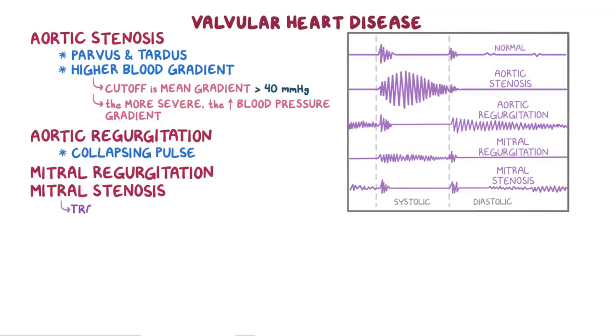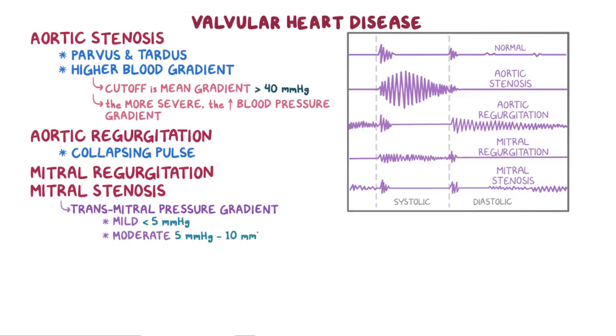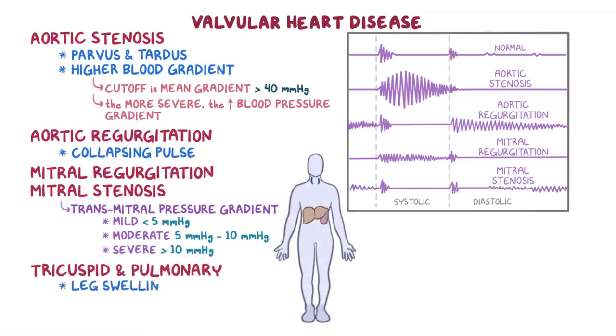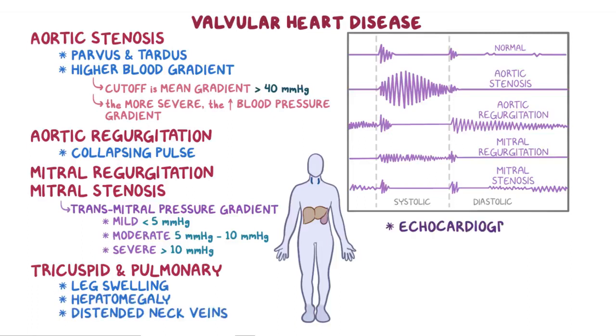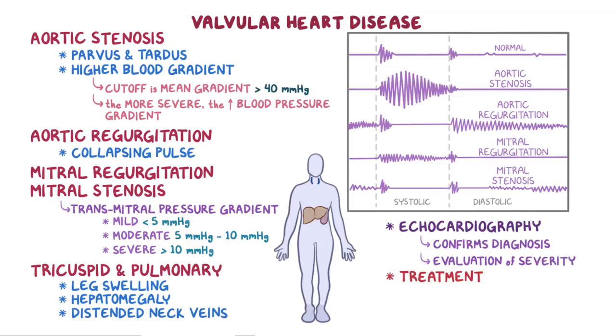Mitral regurgitation presents a pansystolic murmur, while mitral stenosis presents a mid to late diastolic murmur, but both cause pulmonary hypertension. The transmitral pressure gradient allows classification of mitral stenosis as mild if lower than 5 millimeters of mercury, moderate if between 5 and 10, and severe if higher than 10. Tricuspid and pulmonary valve disease mainly cause leg swelling, hepatomegaly, and distended neck veins. Echocardiography is then performed to confirm diagnosis of valvular heart disease, as well as an evaluation of severity and treatment choice. Treatment generally involves either valvular repair or replacement.